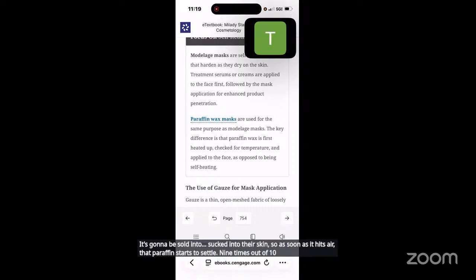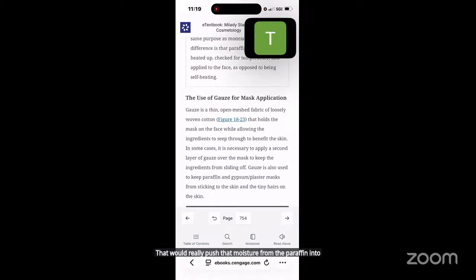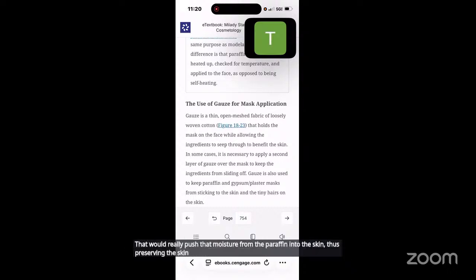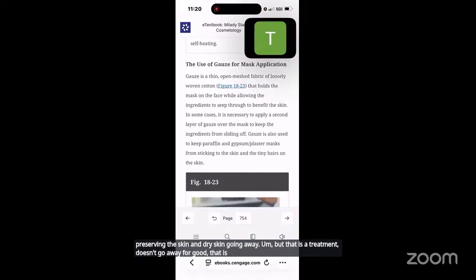Nine times out of ten, you will cover the paraffin area with a heat component. It's like a facial heat mask that will really push that moisture from the paraffin into the skin, thus preserving the skin and making dry skin go away. But that is a treatment, it doesn't go away for good. That is a continual treatment of the skin.